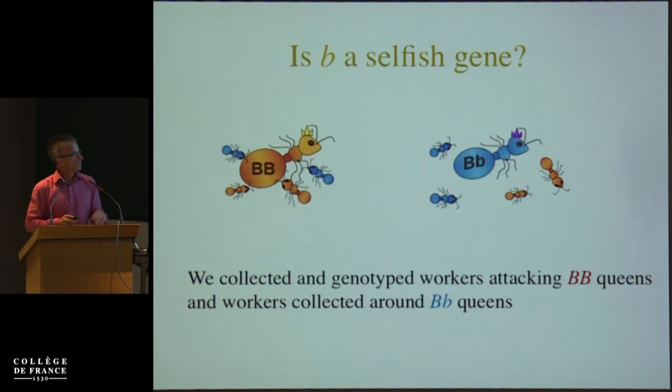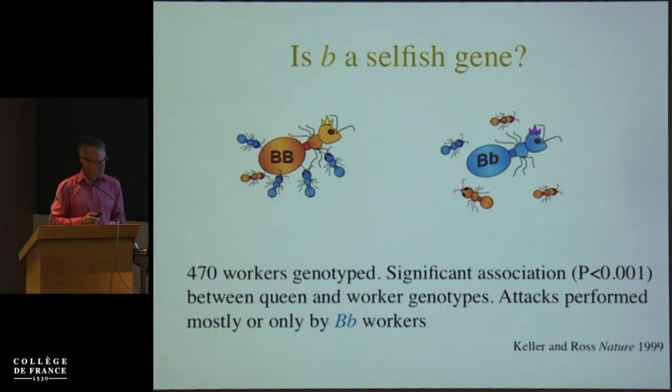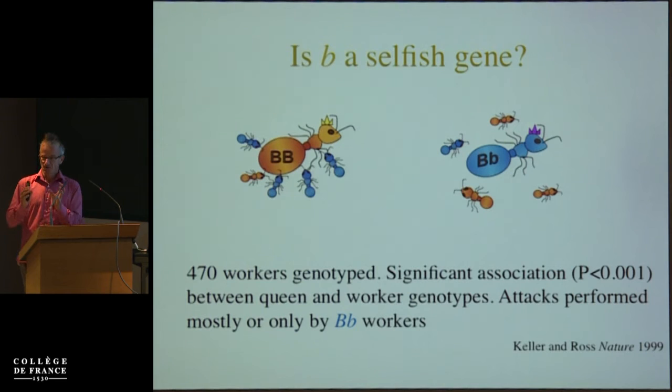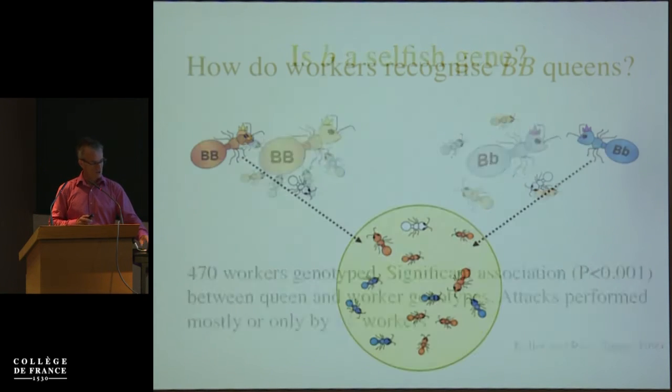So to test that, we did a very simple experiment. We collected the workers which were attacking those queens and compared genotypic frequencies to workers which were around heterozygote queens. And we found that indeed there were almost only heterozygote workers attacking the big B queen, showing that it is due to the selfish gene.